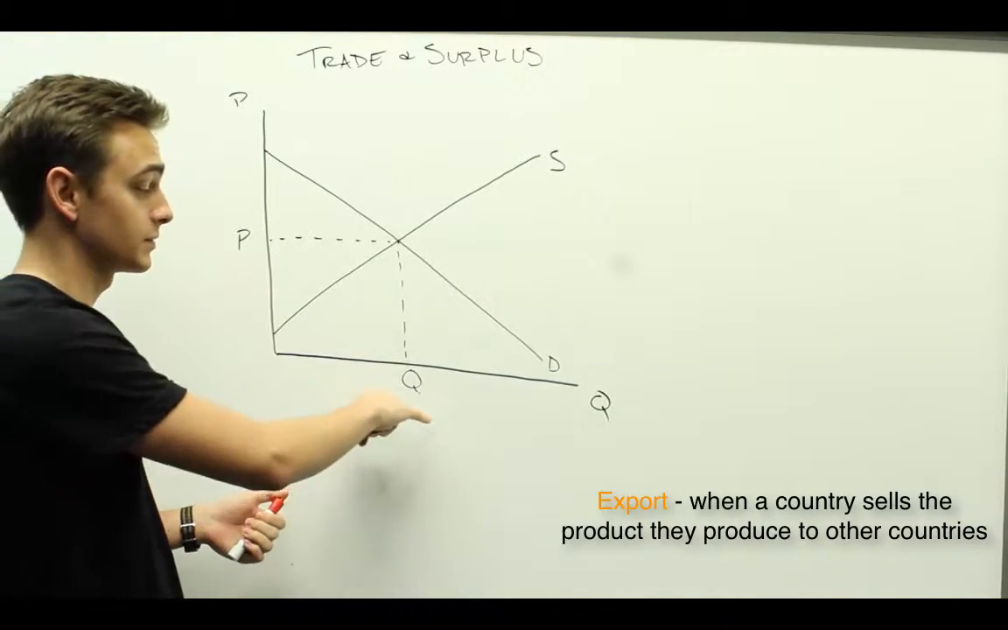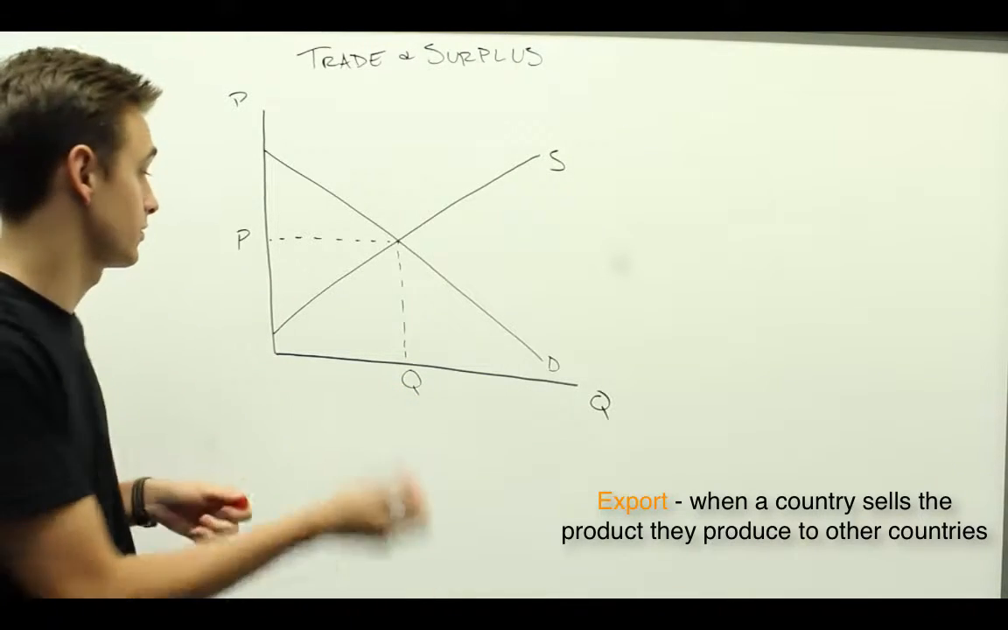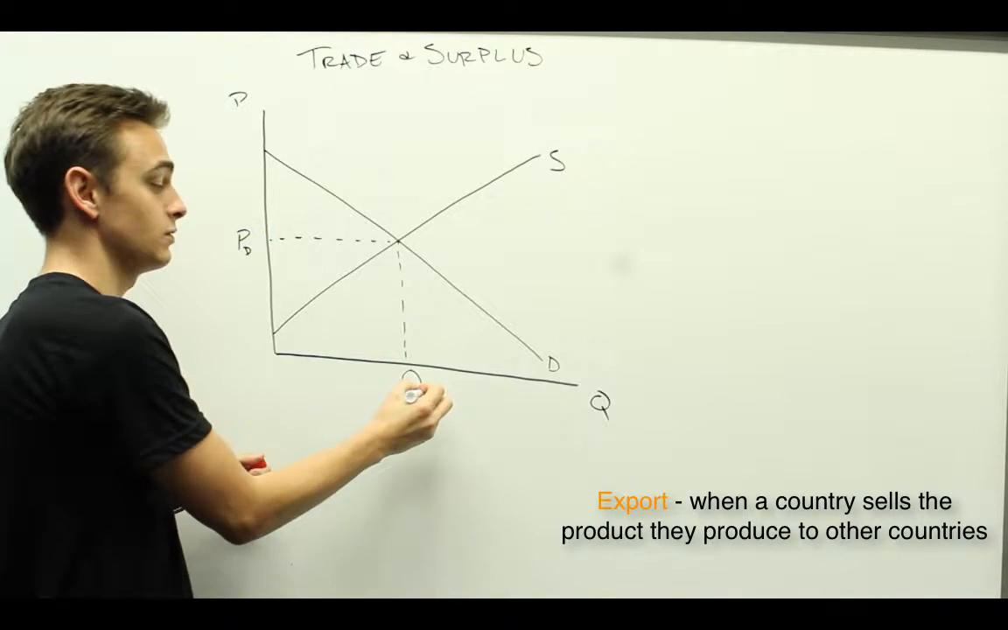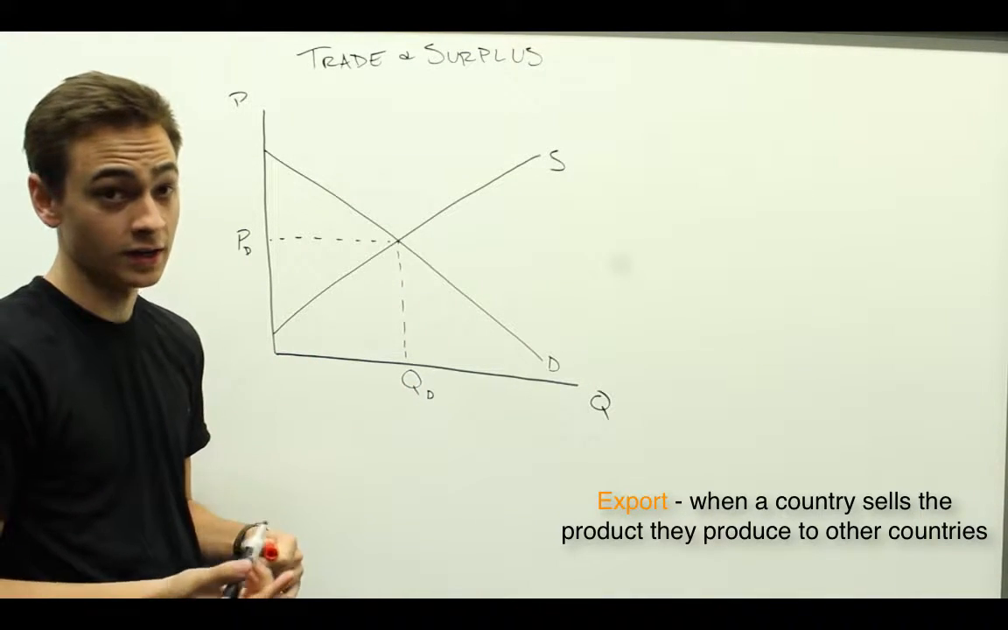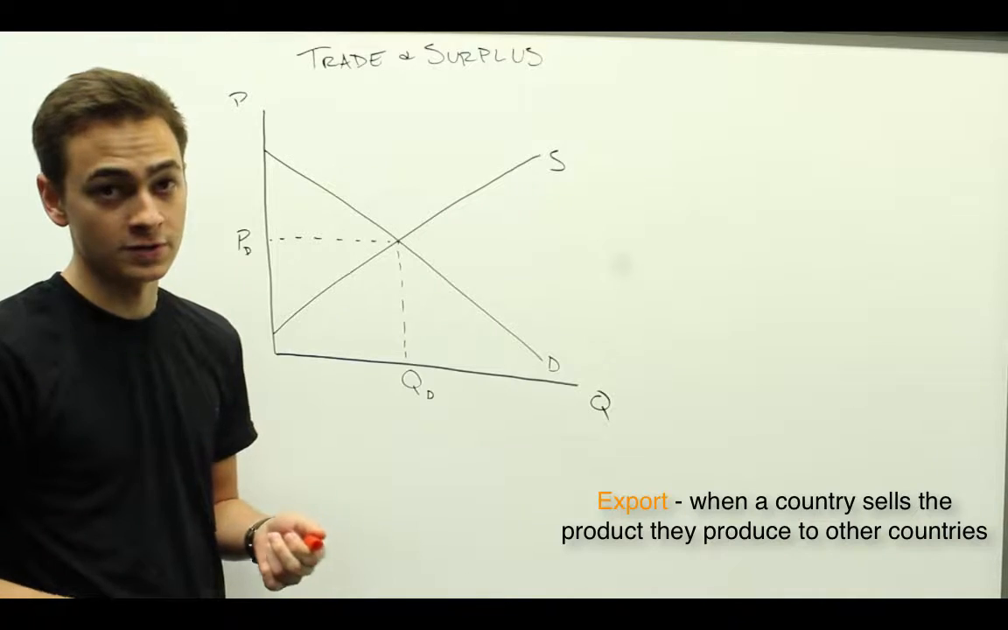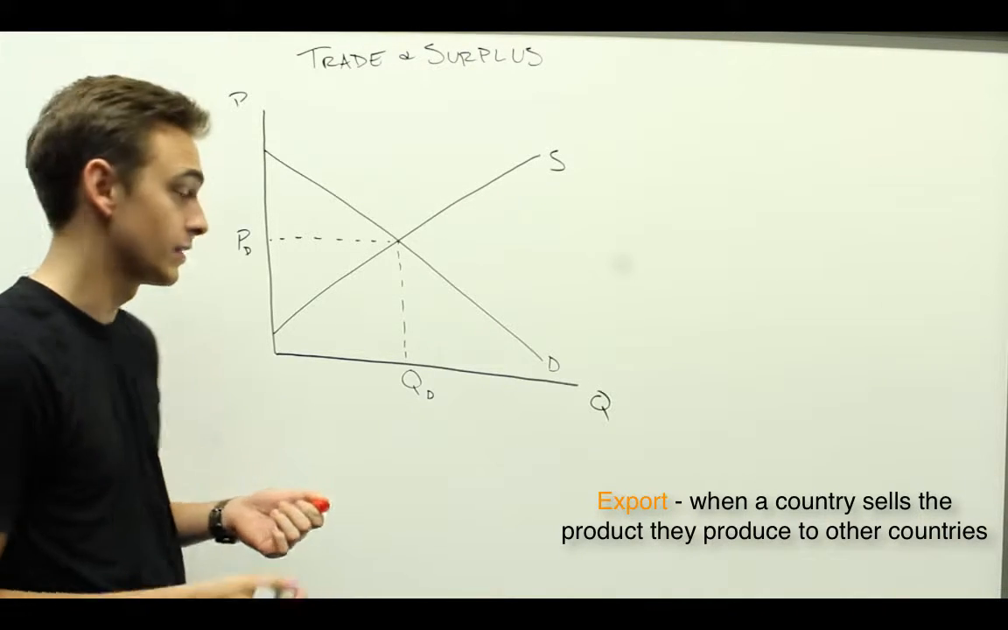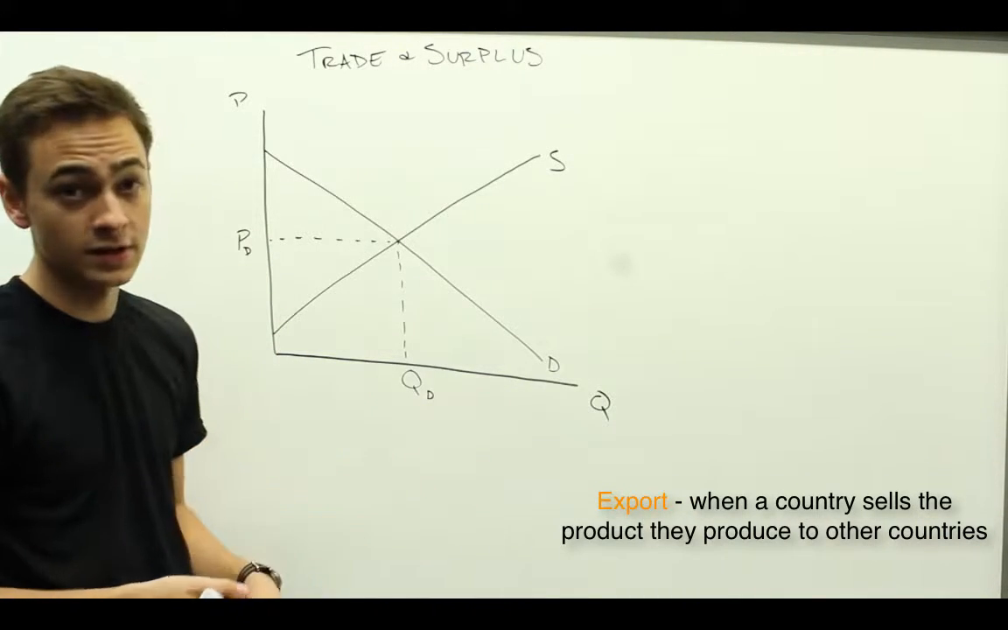So, what we have here is just the closed economy, supply and demand. These are the equilibriums. In the closed economy, we're going to label those PD and QD for domestic. They also might be labeled MT for no trade, or maybe if you're using the United States as the model economy, they might be PUS and QUS.